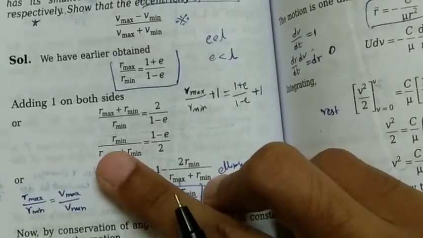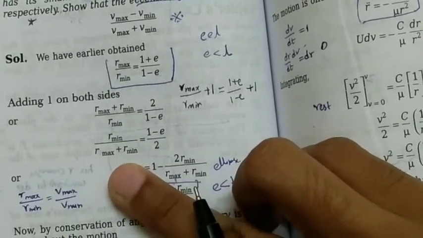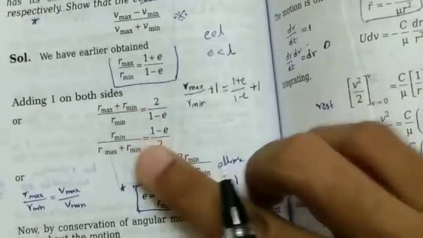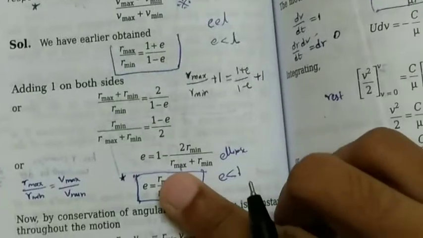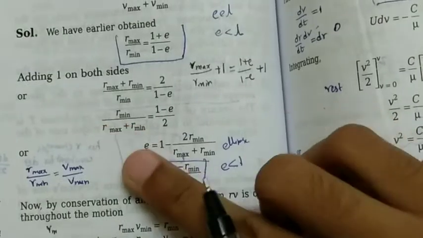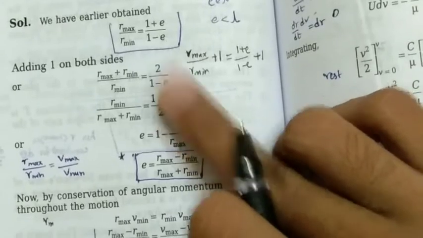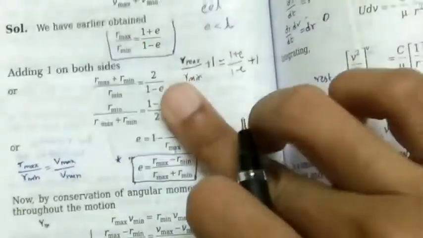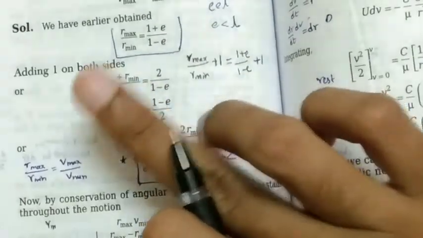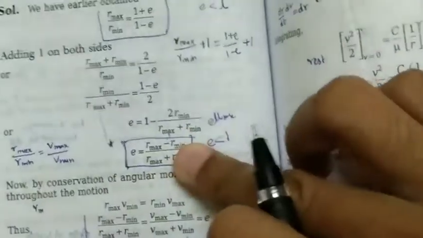And if we take reciprocals on both sides, so R min by R max plus R min. The numerator will become denominator, and the denominator will become numerator. Next, if we simplify this, sending this to that side, we would be having 2 R min and 1 minus E. So if we send this minus E that side and take this term this side, after multiplying with 2, it would become plus E, and this one would come here: 1 minus 2 R min by R max plus R min.